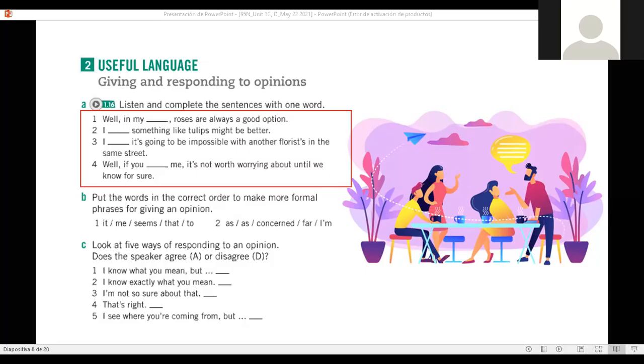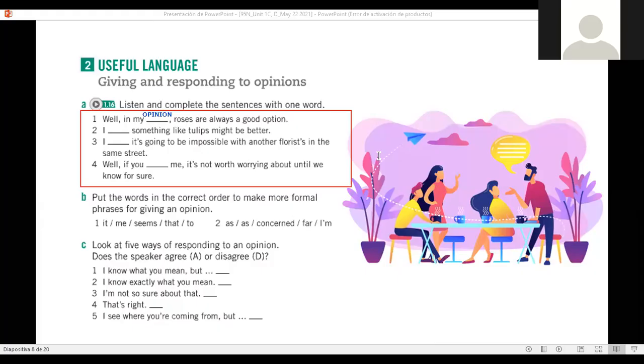So what's the answer for the first one? Opinion. Opinion era la missing word aquí, right? Well, in my opinion, roses are always a good option. Very good. Let's move to number 2.